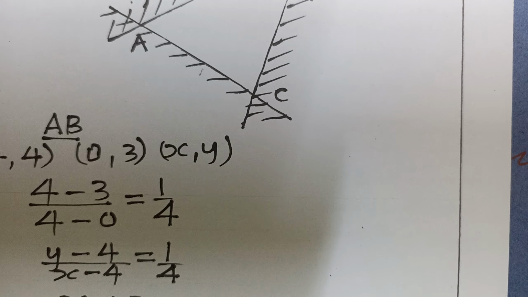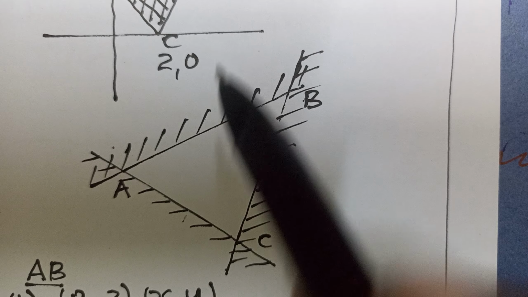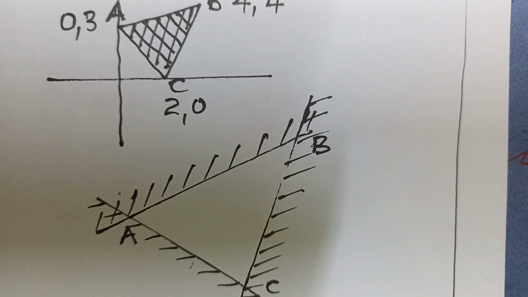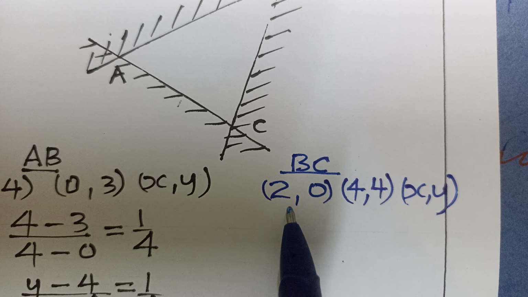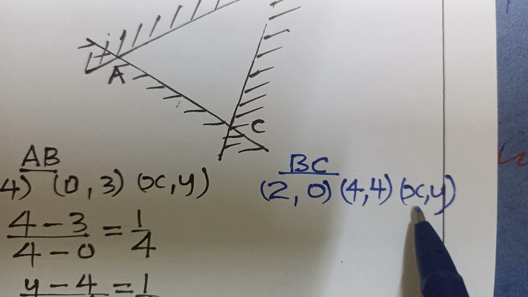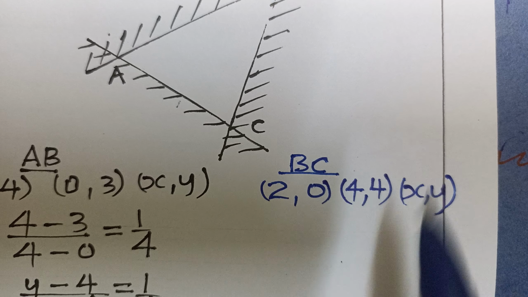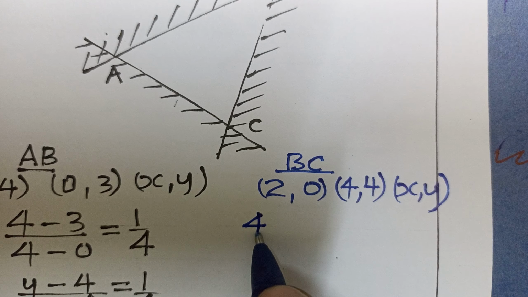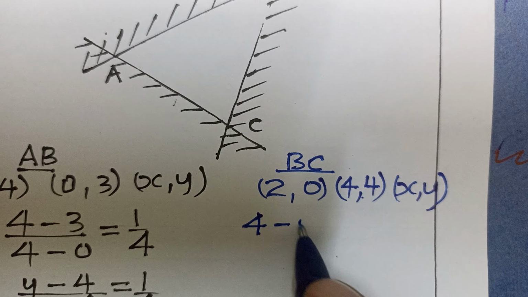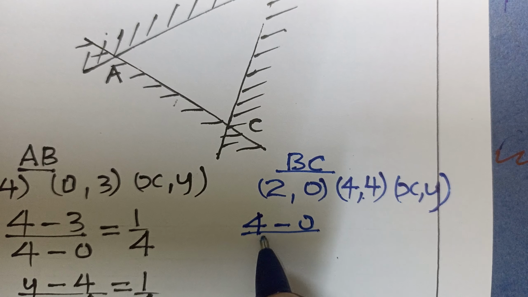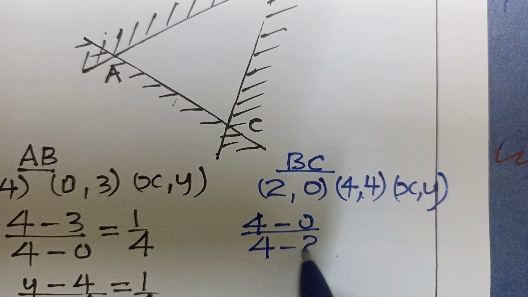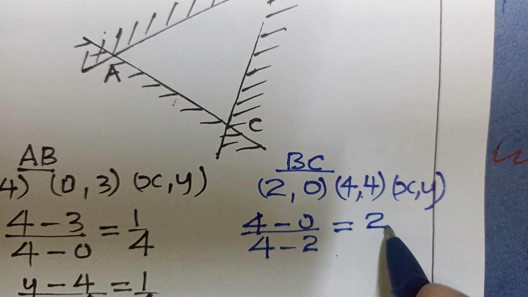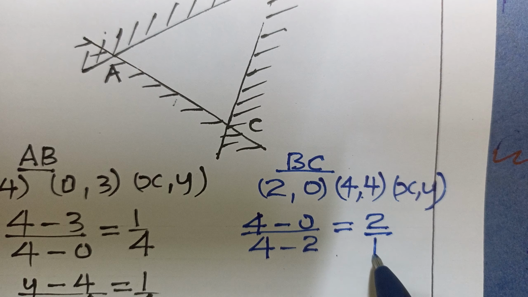Guys, now coming to the equation of BC. For BC, we have these points on the line, and this is also another point on the line. For these two, we can use them to get the gradient. So we shall have y increment 4 minus 0 all over x increment 4 minus 2. This gives us 2 over 1. If you get 4 over 2, we get 2 over 1.